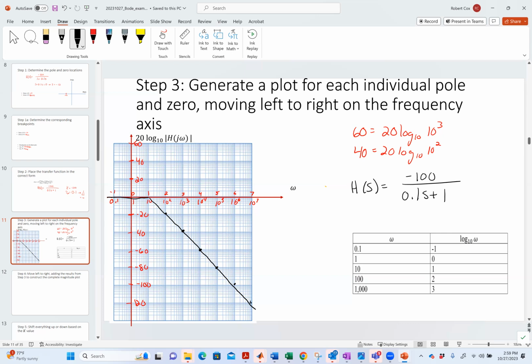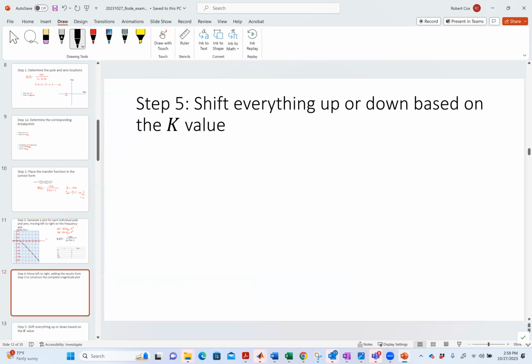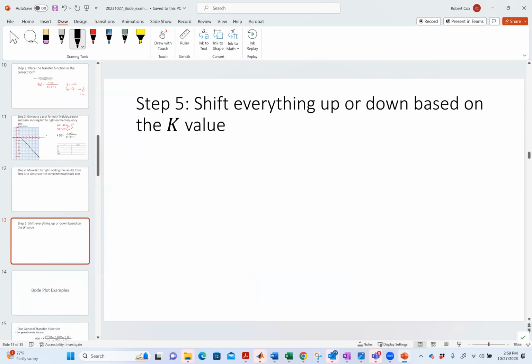One exception. Step 4, I add them all up. So step 4, nothing to do for this one. But I do have a step 5, right? Step 5 is shift the whole thing up or down based on a K value. So what I had was H of s equal to negative 100 over 0.1 s plus 1, like that.